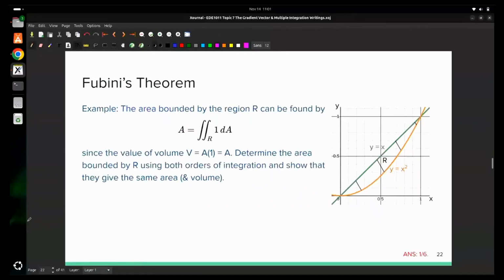Okay, so we're going to demonstrate this idea using an example. The area bounded by the region R can be found by area equals integral 1 dA. Okay, why is that so? Because if you are integrating a height of 1, it means to say that the volume is just area times 1.